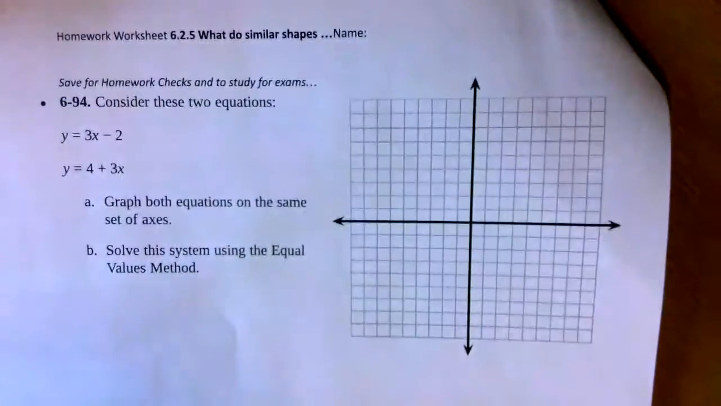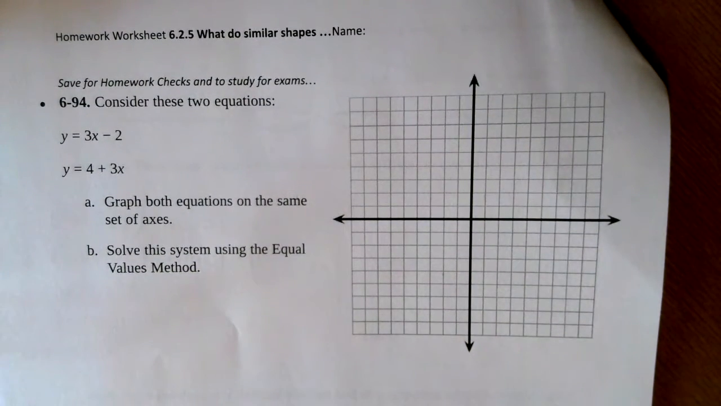All right, flipping it on over. We have some graphing that we're going to do here. So it says consider the two equations, and then it gives us each. We're going to graph both equations on the same set of axes, and then we're going to solve it using equal values to figure out the solution.